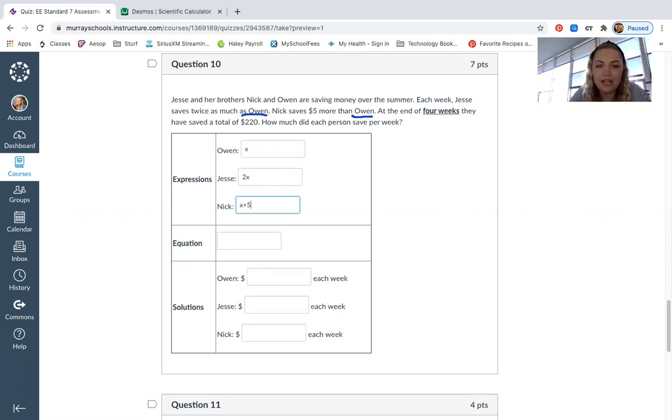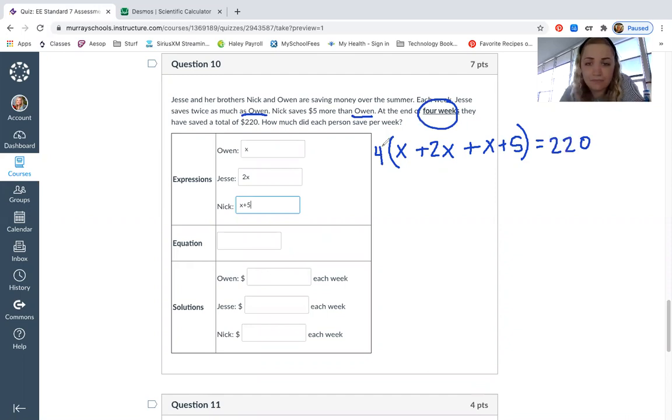Okay, so my equation there, a couple different ways you can do this. So you've got X for Owen plus 2X for Jessie plus X plus 5 for Nick. And then remember, this is at the end of 4 weeks. So I'm going to put all of that in parentheses and multiply it by 4. And they all saved a total of $220. Okay, so I can type that in actually. That's going to be my equation here.